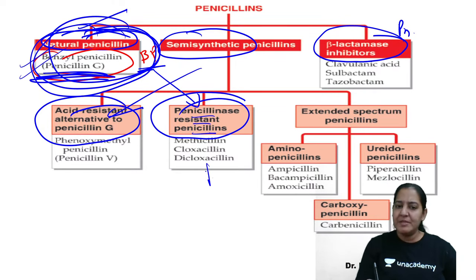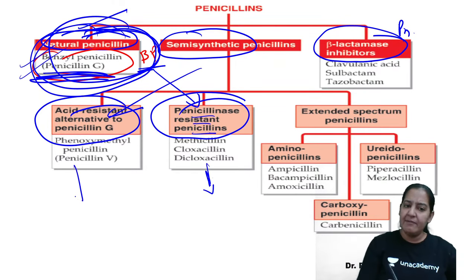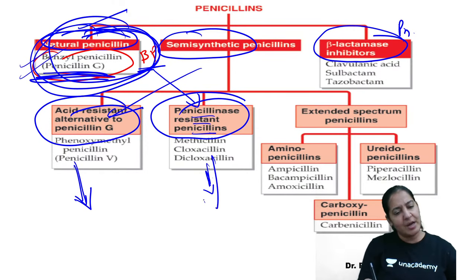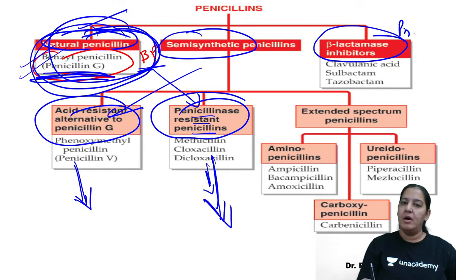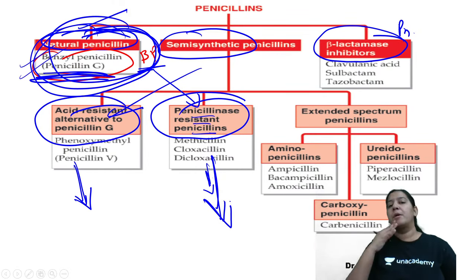But again, the first problem is persistent in that. You know, isme sirf acid wala problem solve hua, beta lactam ring wala nahi hua. Isme sirf beta lactam ring wala solve hua, acid wala nahi hua. Right? Tino problem kisi bhi ek mein solve nahi hai. You got my point? And what is the third problem in natural?